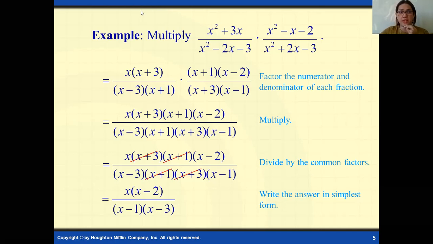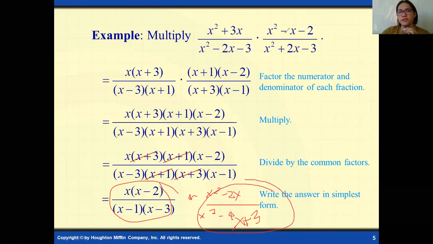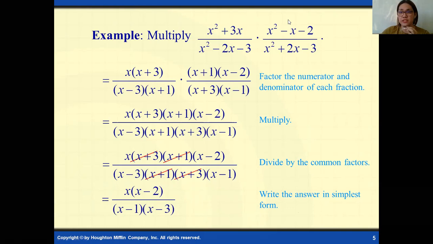Sir, can I answer in product form? Yes, you may answer in product form, or you can have it x squared, or distribute it, minus 2x all over x squared minus 4x plus 3. So it's up to you. I will accept this form and I will also accept the other form. It's your choice. They're just the same as long as it's already written in simplest form, with no more common factors to cancel out. That's the indicator that we cannot simplify it anymore, that it's already our final answer. Got it? Do not forget it.